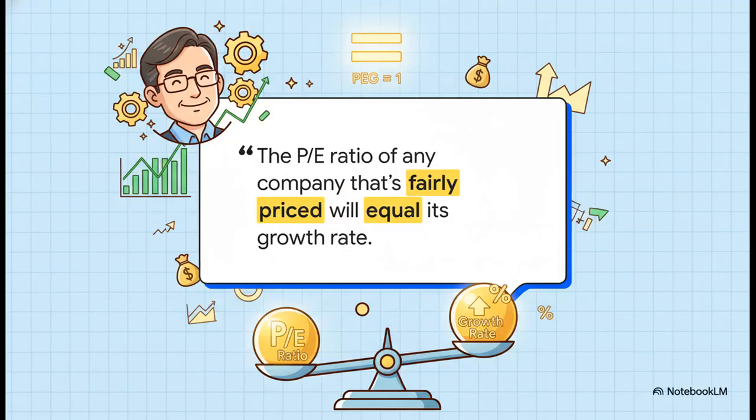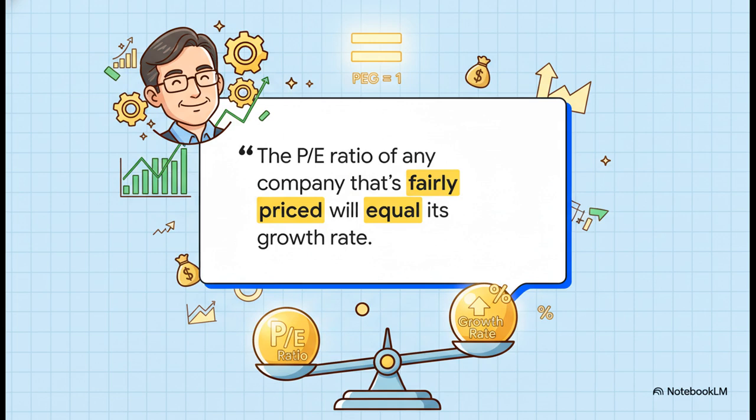The legendary investor Peter Lynch really brought this idea into the mainstream with a beautiful, simple rule. He said that a fairly priced company will have a PE ratio that's equal to its growth rate. Think about that for a second. If a company has a PE of 20, it should be growing at 20%.